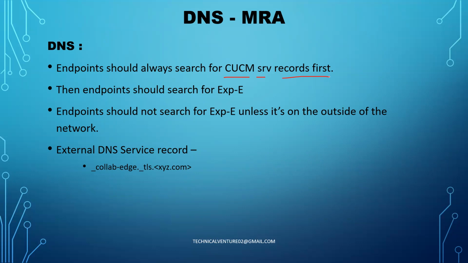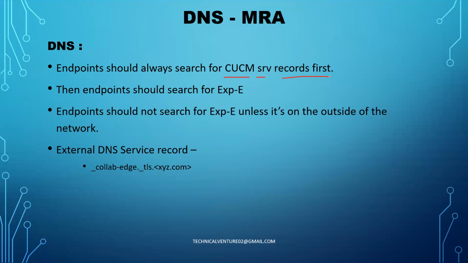That would be the question in your mind. How will it reach out to the Expressway Edge? That request will go to the public DNS, and in the DNS we will add the SRV records. If you don't know how the private DNS and the public DNS work, you can check out my video on the Jabber boot up process, internal as well as external.